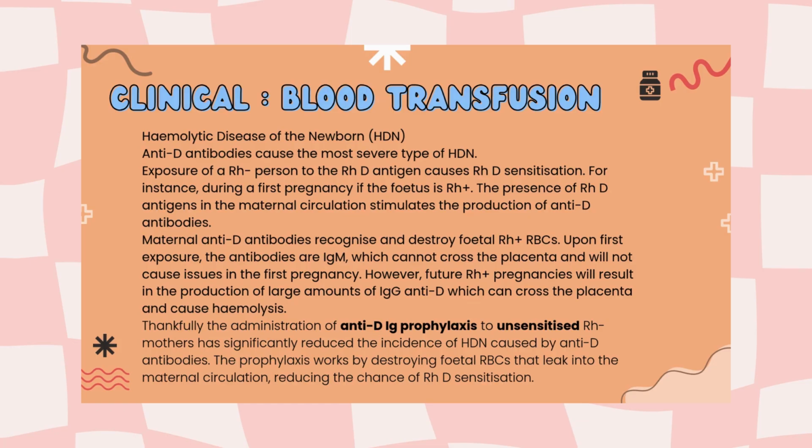The prophylaxis works by destroying fetal RBCs that leak into the maternal circulation, reducing the chance of Rh sensitization.